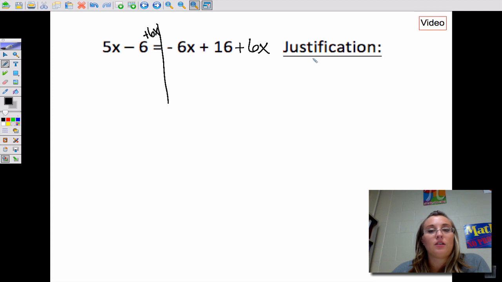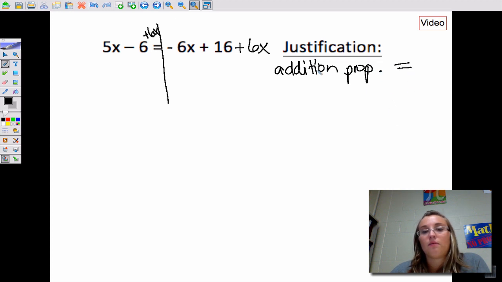Oh, what? I got to justify. Okay, so I got to justify my steps. So why do I add 6x to each side? Well, I know that if I add the same thing to each side, it's going to stay equal, and that's the addition property. I don't mind if you abbreviate, addition property of equality.